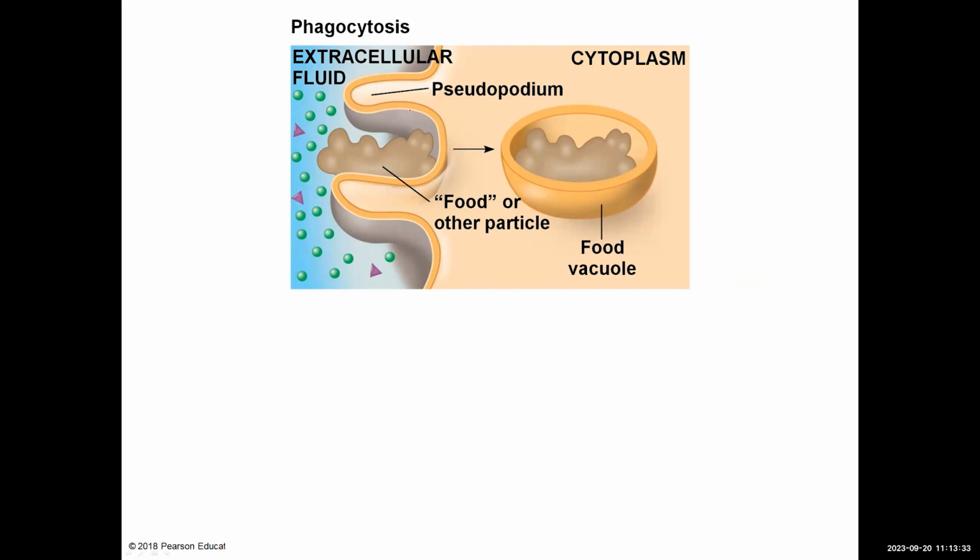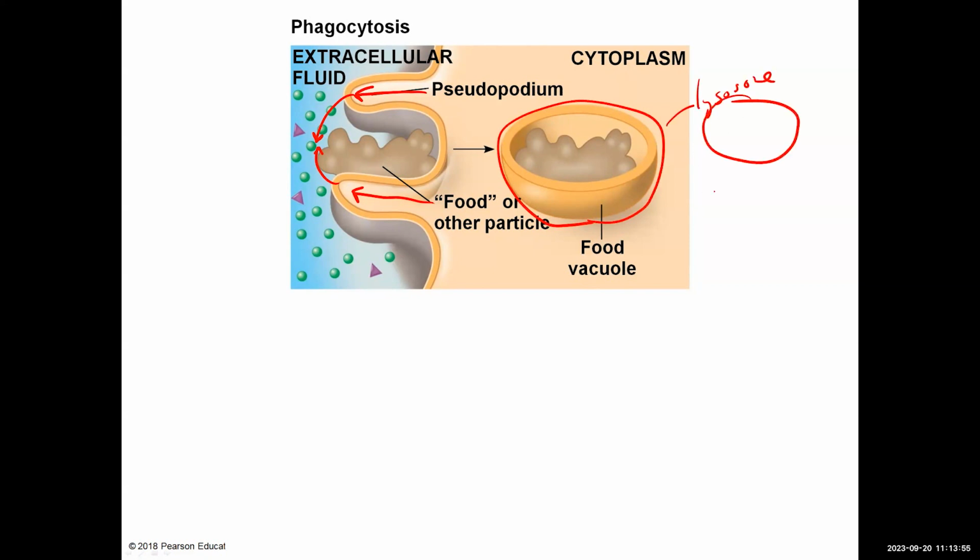In this case, the cell detects that there is food and pushes the cell membrane out to create a pocket around the food. Once that happens, it's placed in a food vacuole, and the food vacuole is then brought to a lysosome to digest it.